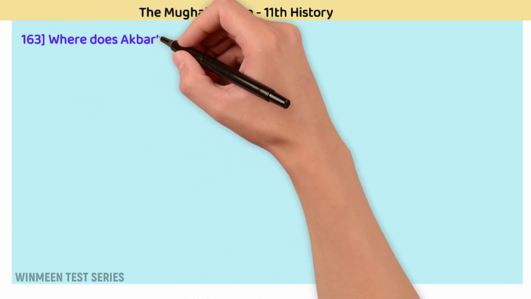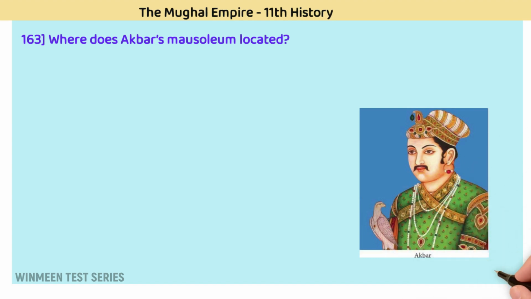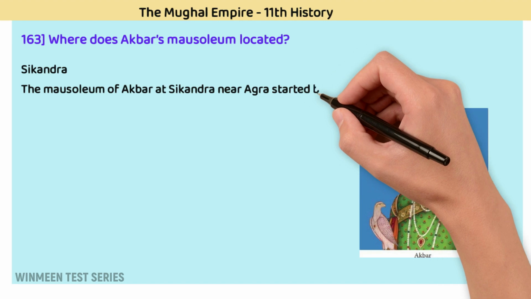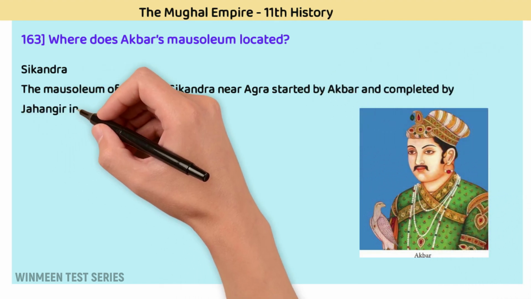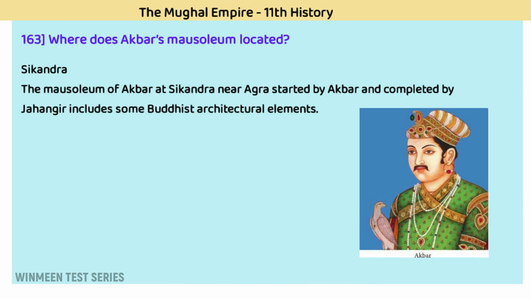Question number 163. Where is Akbar's mausoleum located? The answer is Sikandara. The mausoleum of Akbar at Sikandara near Agra, started by Akbar and completed by Jahangir, includes some Buddhist architectural elements.